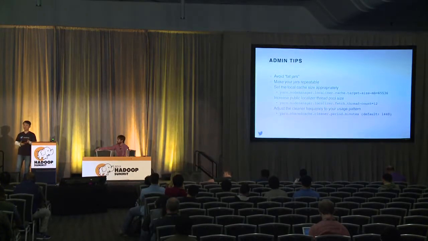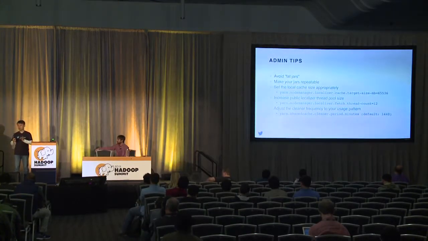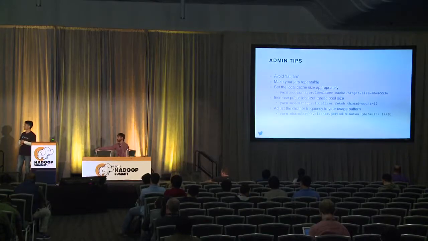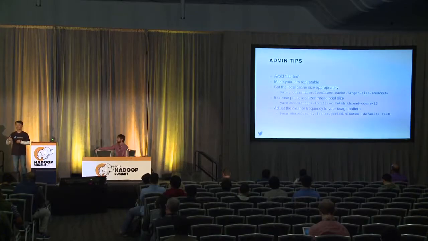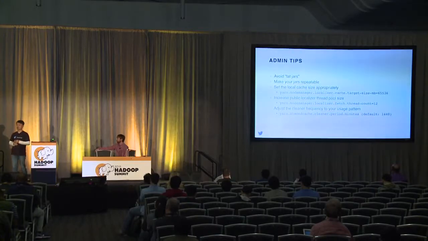Set your local cache size appropriately. In our case, we found that the default size of the local cache was not big enough for us, so we ended up increasing it to 64 gigabytes per node. And also increase the public localizer thread pool size. This may be one of the first use cases of heavy use of the public cache, so we quickly found out that the public localizer got much, much busier than before. So we ended up increasing the localizer thread pool size to match the activity that was happening.